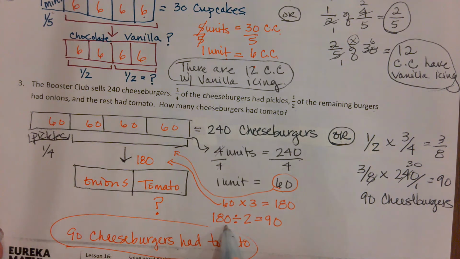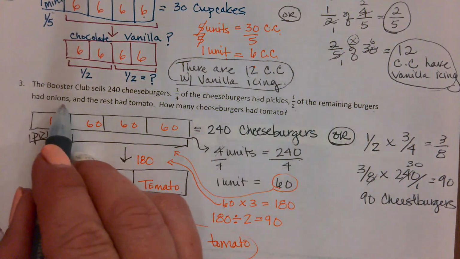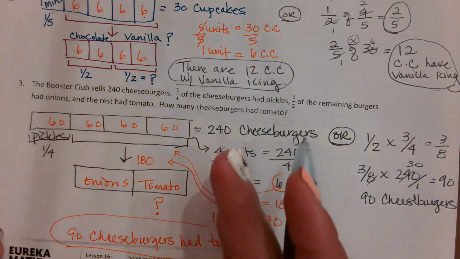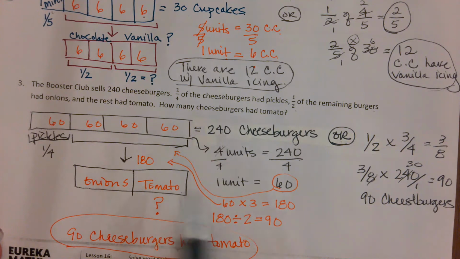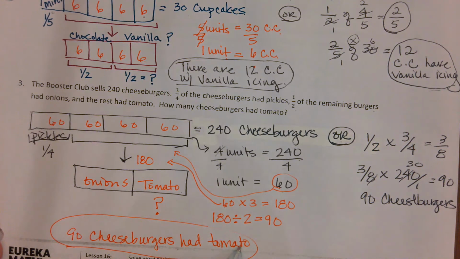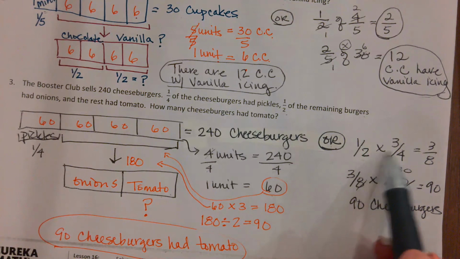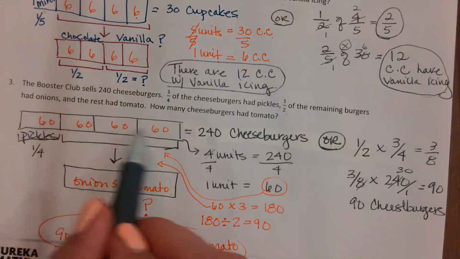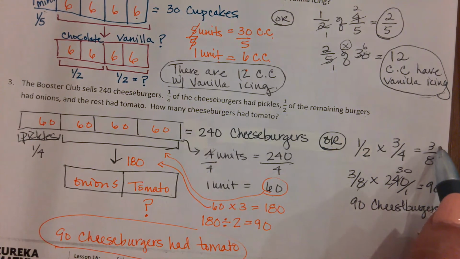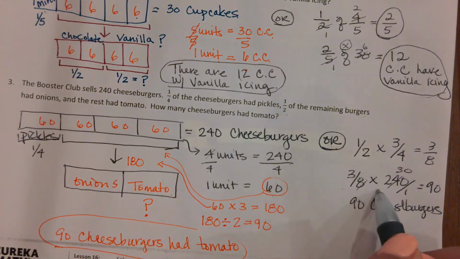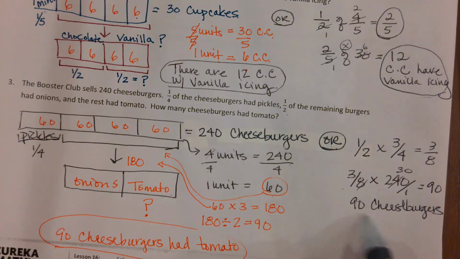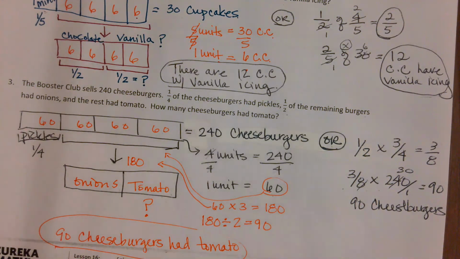And 180 divided by 2 is 90, because half of the remaining burgers had onions and the rest, the other half, have to have the tomatoes. So 180 divided by 2 is 90. 90 cheeseburgers had tomato. Or you could take 1/2 of 3/4. 1/2 of 3/4 is equal to 3/8. So 3/8 of 240 is 90 cheeseburgers. So both are solid, sound strategies for solving.